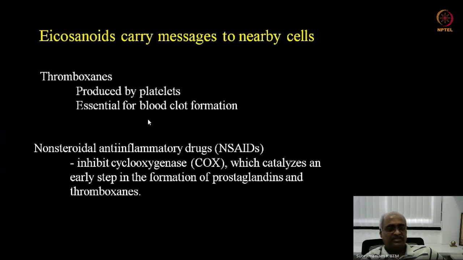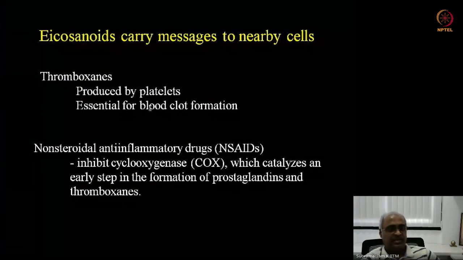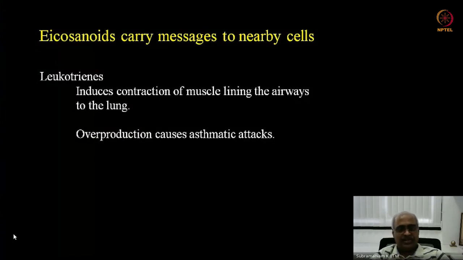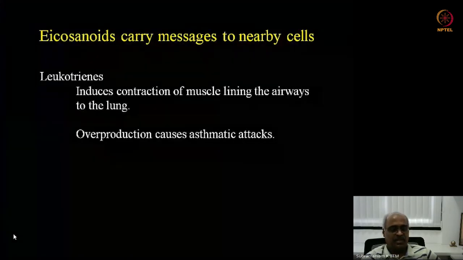So the next one is thromboxane. This is produced by platelets. These are like fragments of cells present in our blood, and they are important for blood clotting. And that is induced by thromboxanes. And so this I talked about NSAID already. So the third one is the leukotrienes. Okay. So leukotrienes are involved in contraction of muscle linings of the airways of the lung.